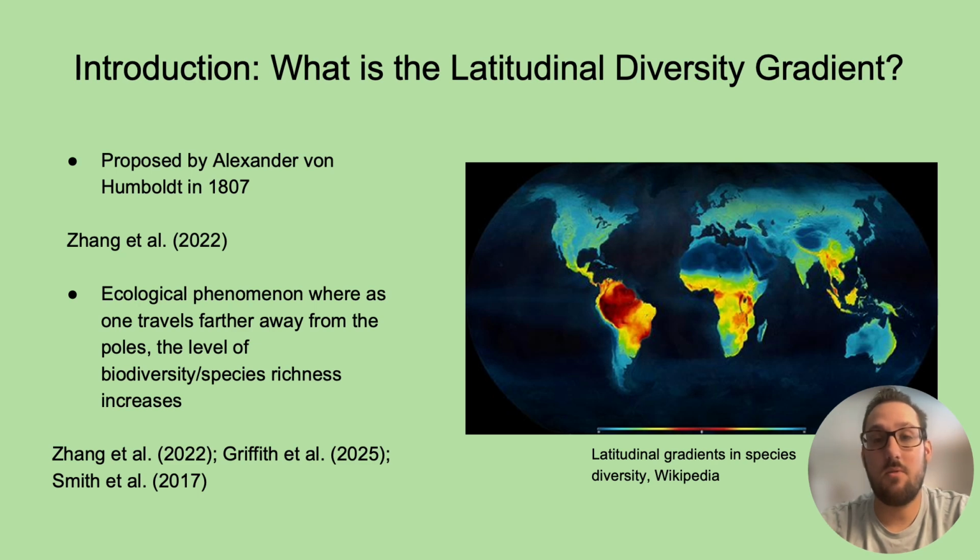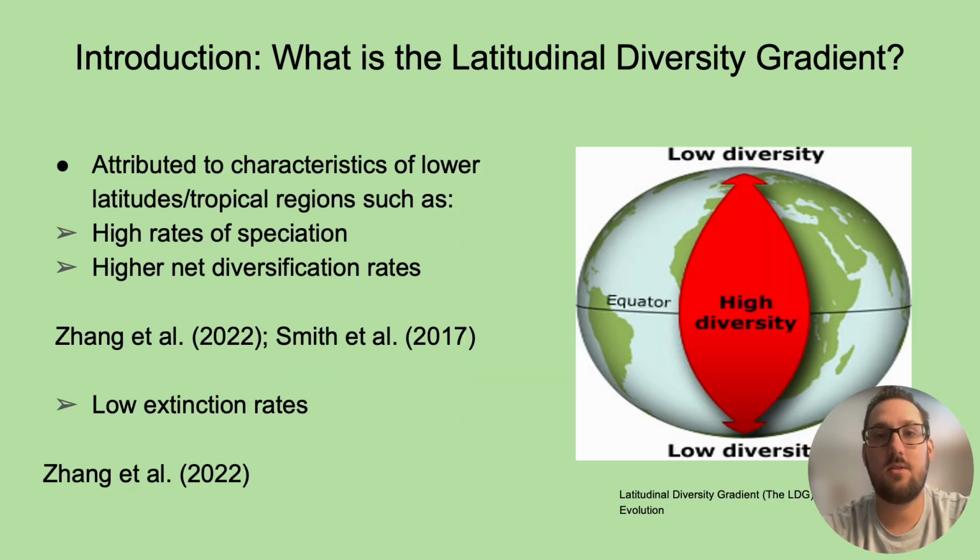This concept was proposed by Alexander von Humboldt in 1807, and in very basic and condensed terms, it is an ecological phenomenon, whereas one moves further away from the poles, i.e. towards the tropics, the level of biodiversity and species richness increases. The latitudinal diversity gradient is often attributed to the characteristics of lower latitudes and tropical regions. Some of these characteristics include high speciation rates, higher net diversification rates, and lower extinction rates.